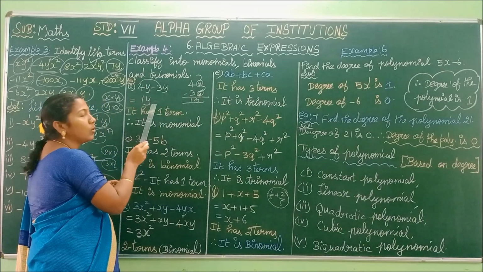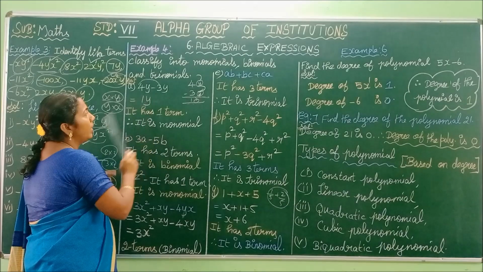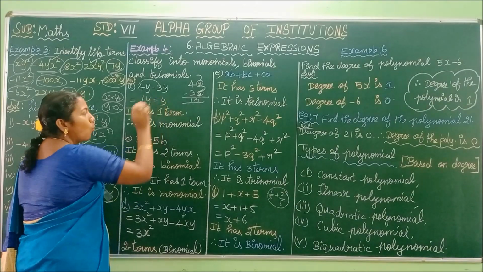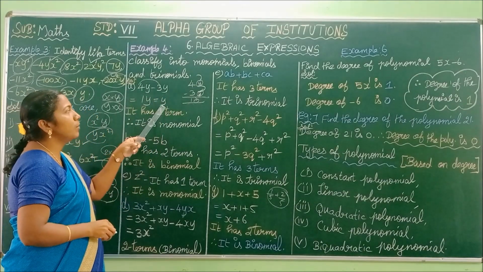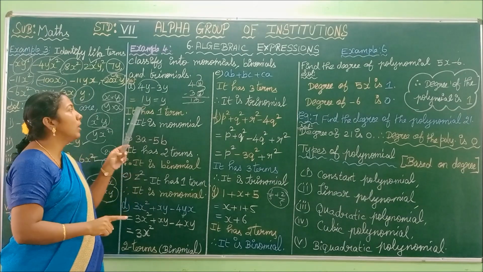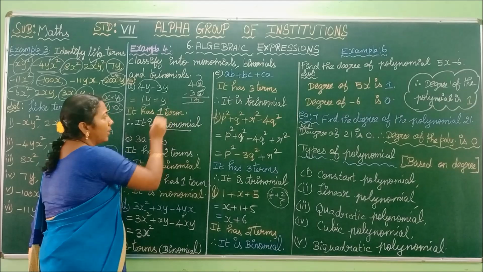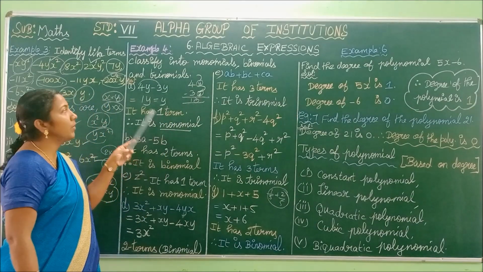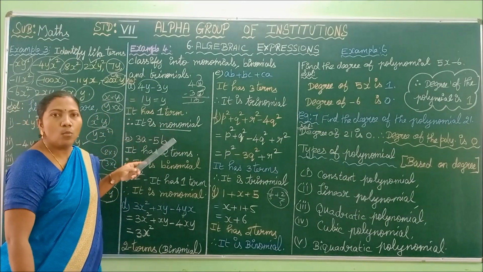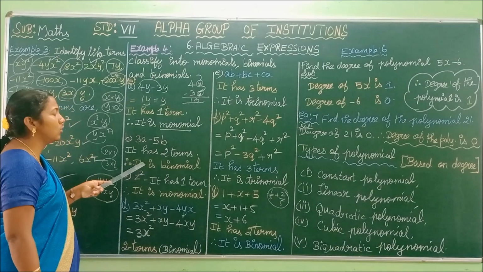Do you understand? Okay. 4y minus 3y, so what is your answer? 1y. Here 1y can be written as y. So the given example contains only one term. It has one term, so we can say it is a monomial. So we can call this polynomial a monomial. Okay. Let us move to the next one.